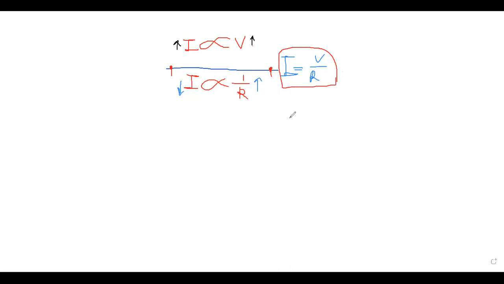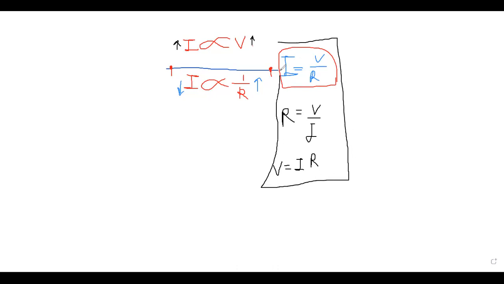But if you just write the formula down, sometimes you write it as R is equal to V over I, but more popularly, you write it as V is equal to IR. So when you have an Ohm's law question, you can use any of these equations. It's basically the same equation, just written in different ways.